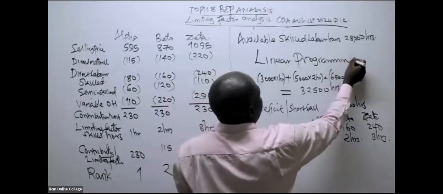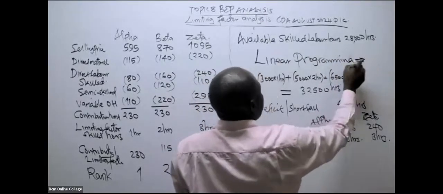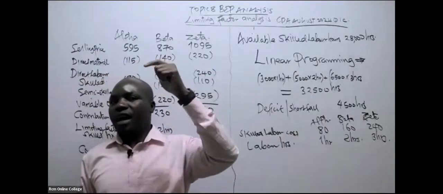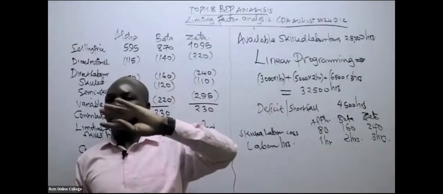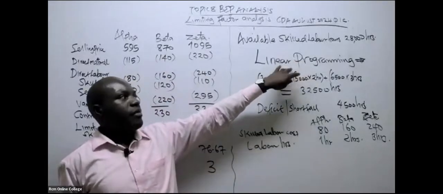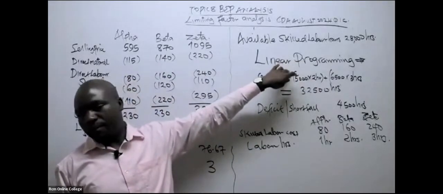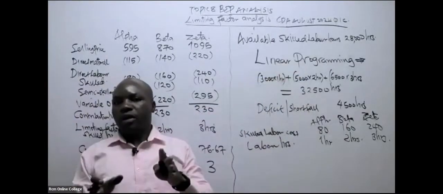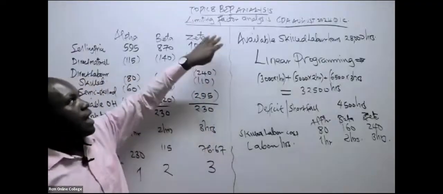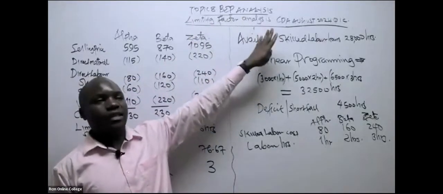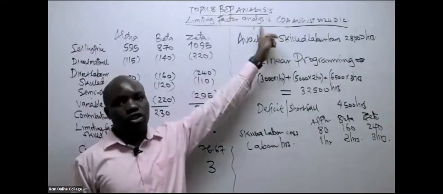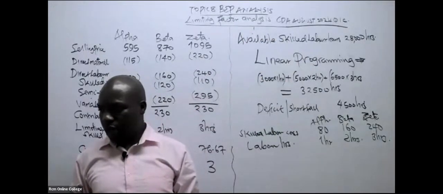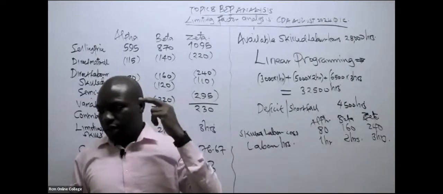But that is not covered under management accounting or in any management accounting unit under CPA. It is not there. So the option of dropping or continuing is not under limiting factor analysis. It is under topic number 8, but not this concept. Is it clear?